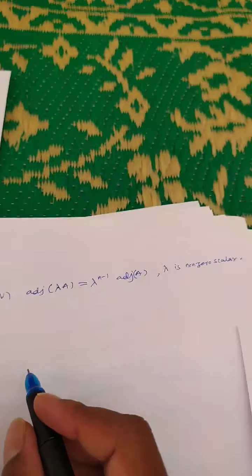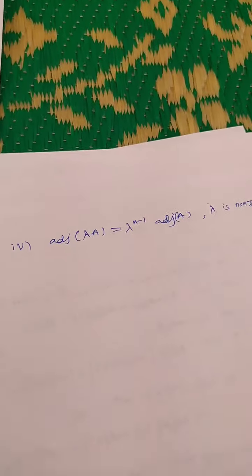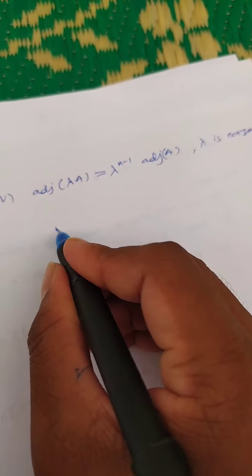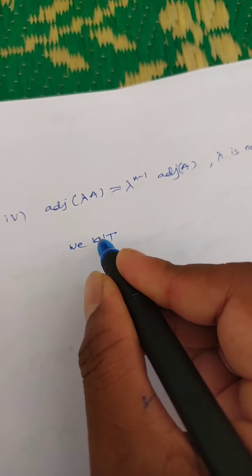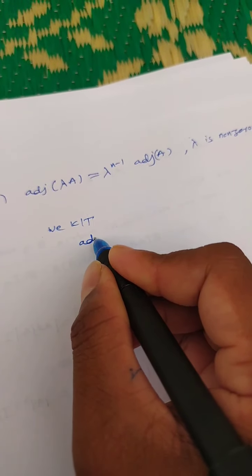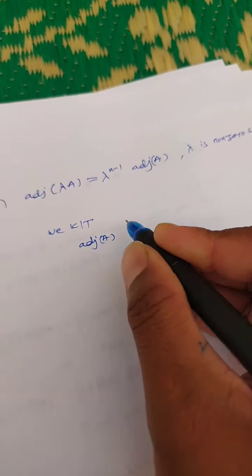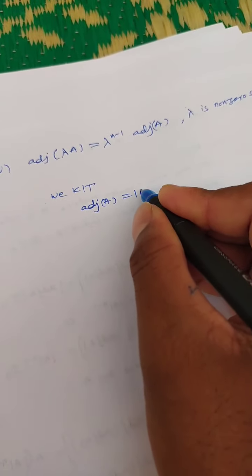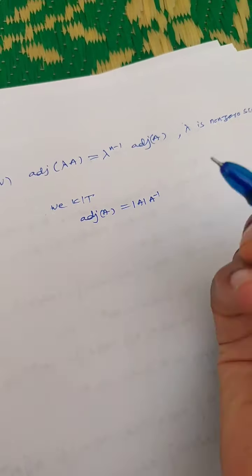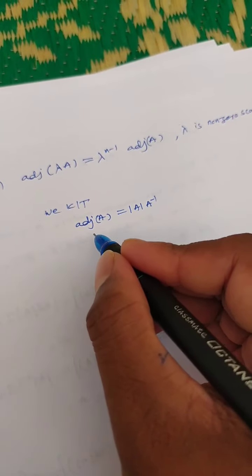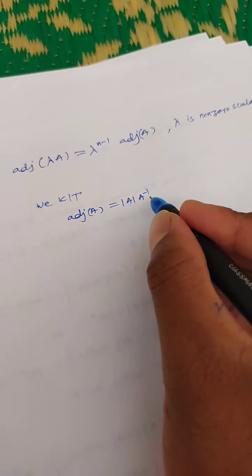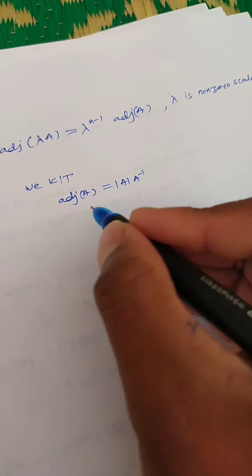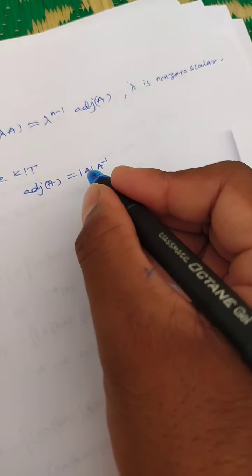Right? To prove this, we know that adjoint A is equal to det A into A inverse, by the inverse matrix. A inverse is adjoint A by det A, no? So adjoint A equal to, I am writing, det A into A inverse. A inverse equals adjoint A by det A. So I am sending det A to the right hand side. So you will get adjoint A equal to A inverse into det A.